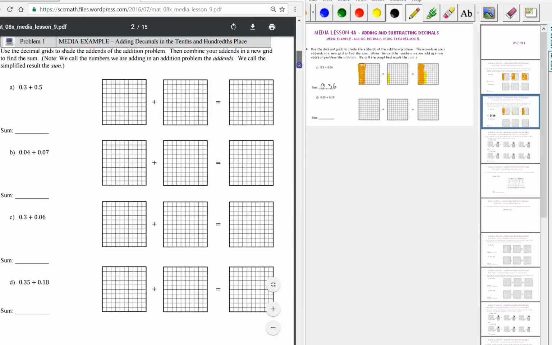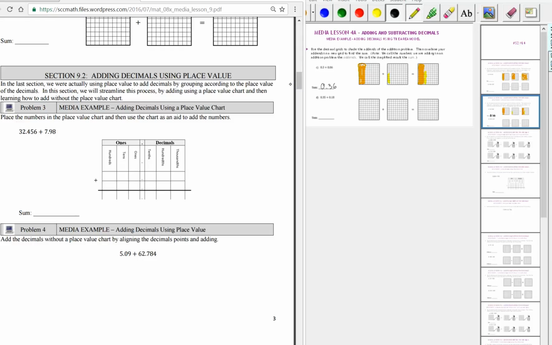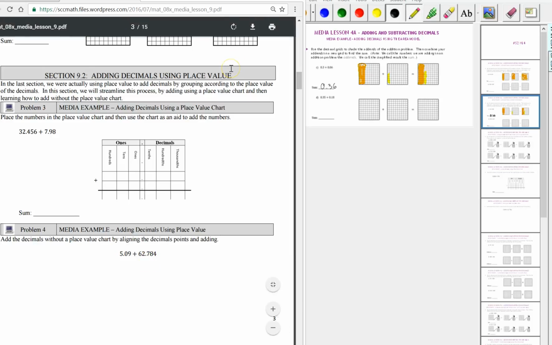So there's a few decimal grids. Then once we've established this, we give them a place value chart, and we want them to line them up by the decimal point in the place value chart, and then add place values just like we normally would, followed by a problem where they don't have a chart and they need to align them themselves. So typically I'd say we probably start here, but we're trying to build up this idea.